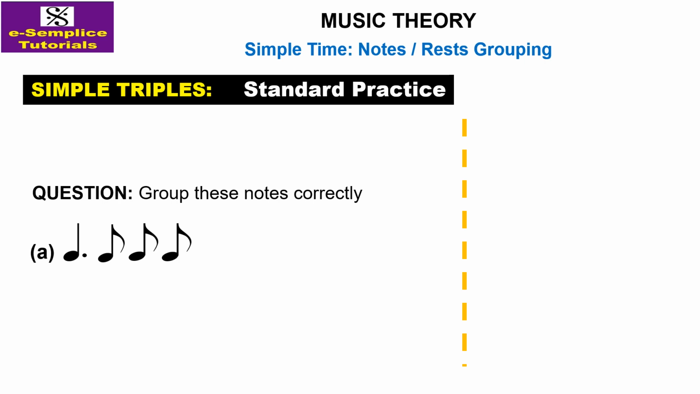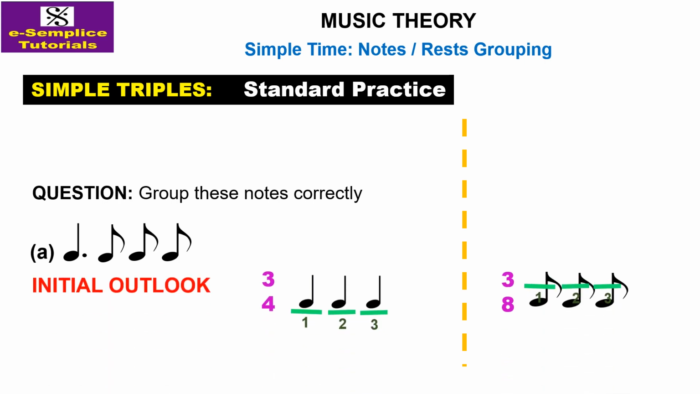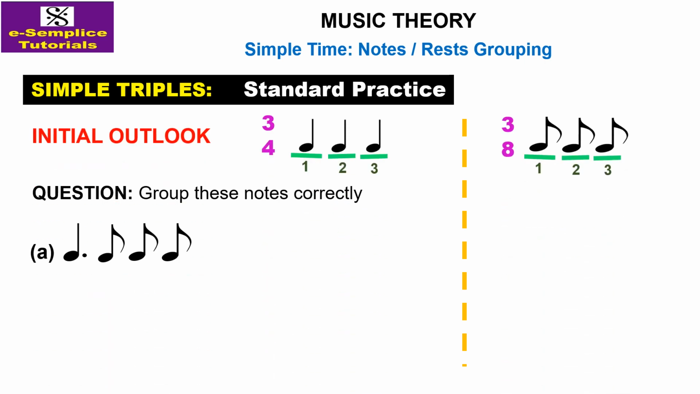Now we come to simple triples. Let's look at some standard practices around dealing with simple triple time. Let's work with 2 ambassadors in this group. We'll look at 3/4 time, that's the initial outlook, and 3/8 time. Now group these notes correctly under these 2 time signatures.